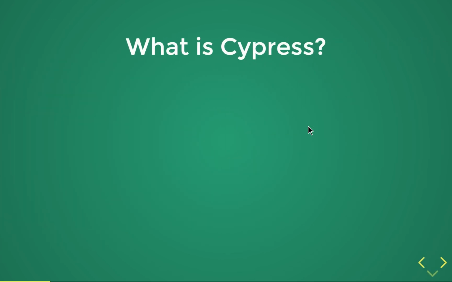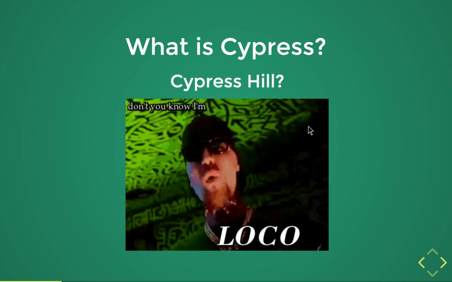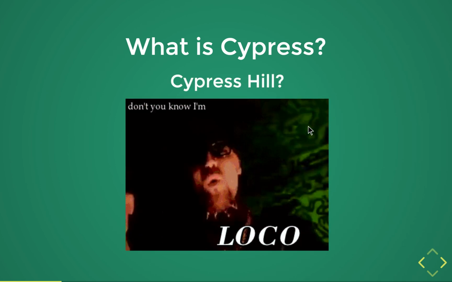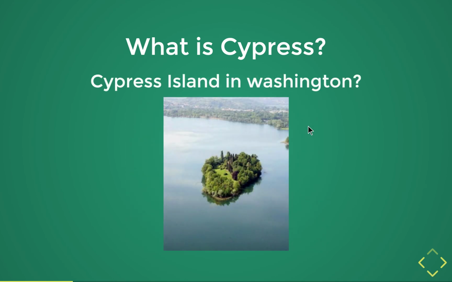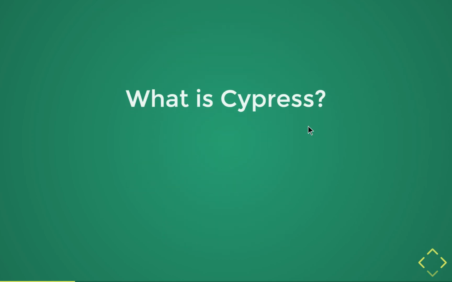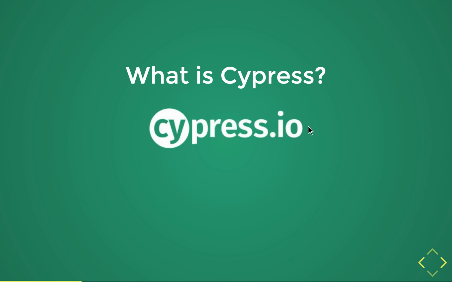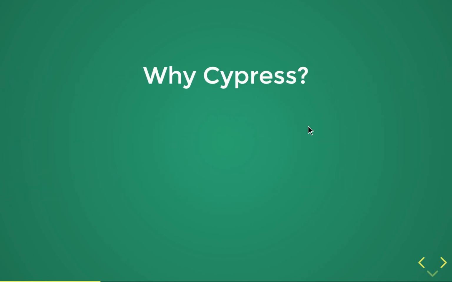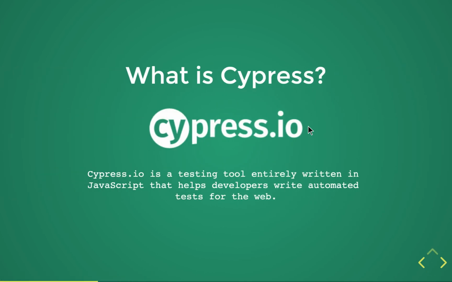Right. What is Cypress? First thing I thought when I heard of it, Cypress Hill, right? Can't go wrong there. Or is it an island somewhere in Washington? Yes, there is an island in Washington called Cyprus, and it's not the Greek-like island. No. What is Cypress? Cypress IO. These slides are going way faster now.